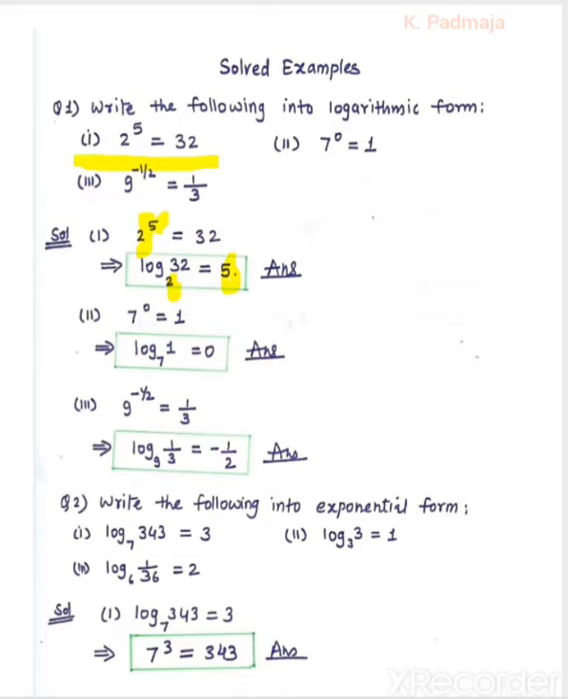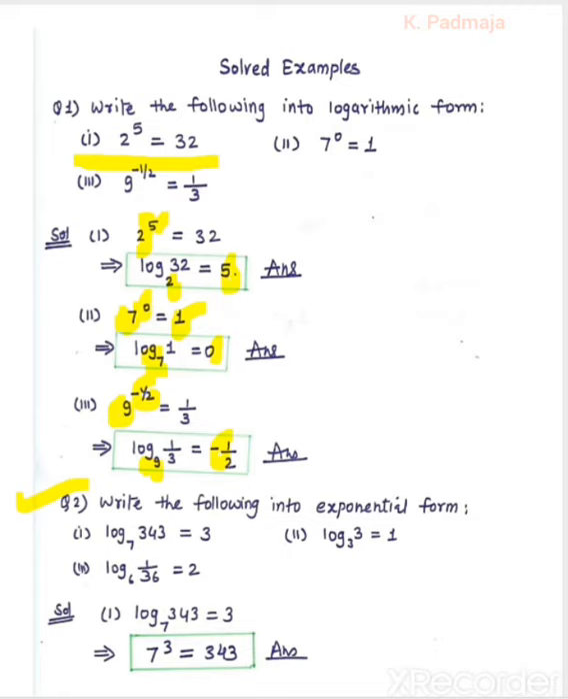Similarly, 7 to the power 0 equals 1. What we have to do? Log 1 to the base 7. Here this 7 is working as the base in exponential form; the same base will go to the logarithmic form also. And this exponent gives us equal to 0. Next, 9 raised to minus 1 by 2 equals 1 by 3. So log of 1 by 3, 9 is the base, so 9 will go to the subscript of log, and this exponent will be minus 1 by 2.